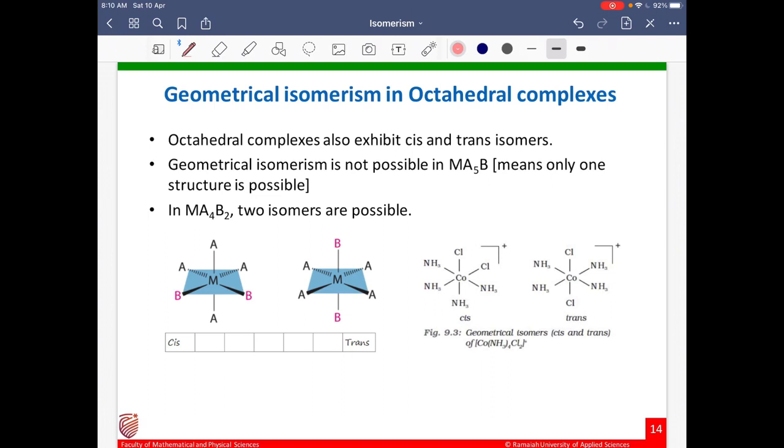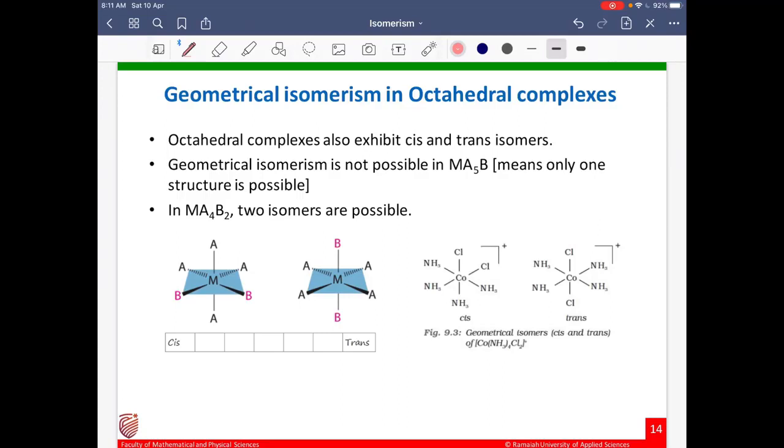Now geometrical isomerism in octahedral complexes. Octahedral complexes also exhibit cis and trans isomerism. But geometrical isomerism is not possible for Ma5B complex, means only one structure is possible for Ma5B. But in Ma4B2, two isomers are possible.